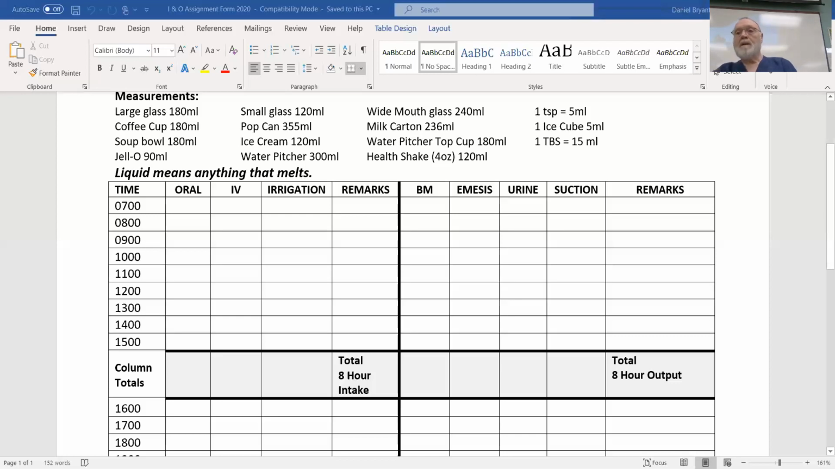Okay, so when you come on, you do his vital signs at 7 o'clock, and he asks for a Sprite. He takes in 1 tablespoon, and if you look up at the top of the page here, 1 tablespoon is 15 mil. So we're going to put in 15 there.